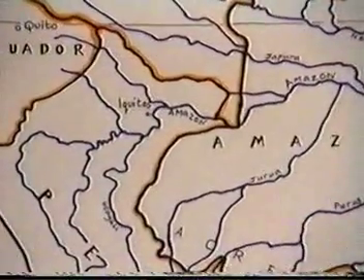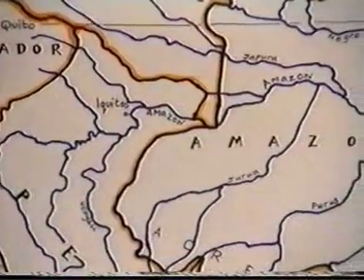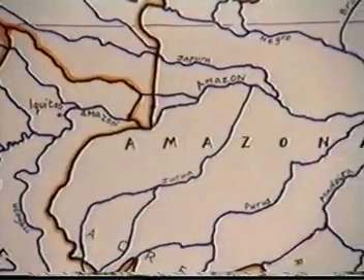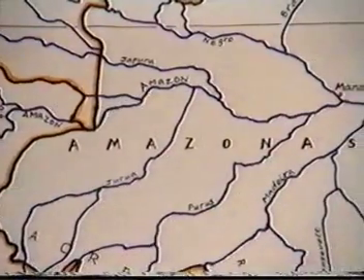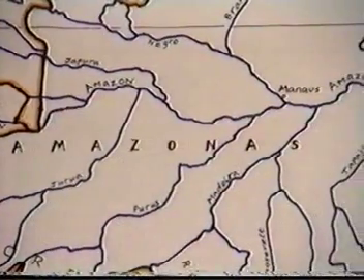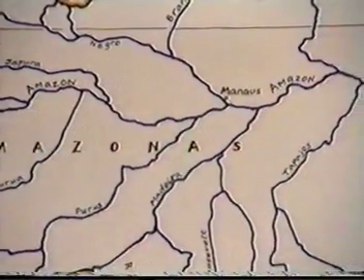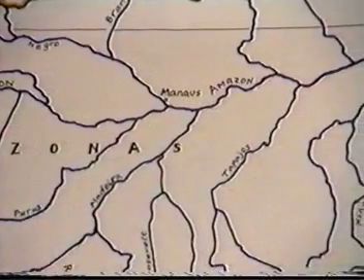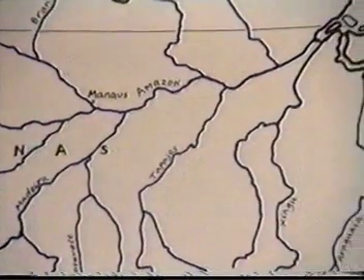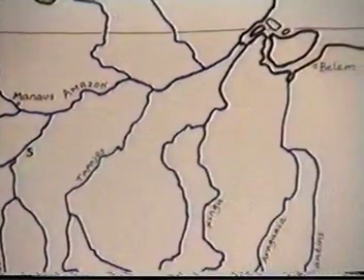The Amazon River is 4,000 miles long. It is the biggest river in the world. 1/5 of all the fresh water on Earth flows through the Amazon every day, and pours with such force into the Atlantic that a fisherman can scoop up a cup of fresh water and drink it 100 miles offshore.